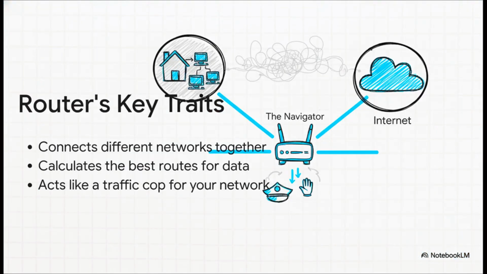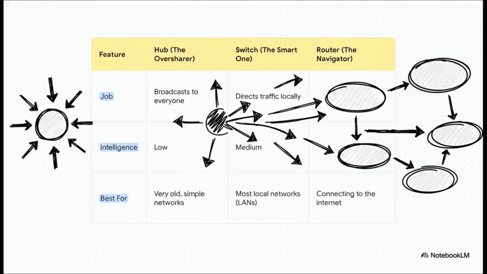So the router takes your entire local network, all those devices chatting happily through the switch, and connects it to the outside world. It is constantly calculating the fastest, most efficient path for your data to take across the internet. It really is the ultimate traffic cop for the information superhighway. This chart just brings it all together beautifully. You've got the hub, our low-intelligence broadcaster, you've got the switch, our smart local director, and you've got the router, the high-level navigator that connects everything. Each one plays a totally different but totally vital role.